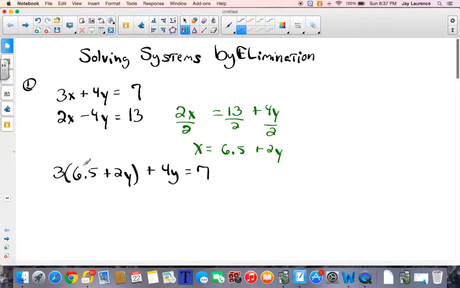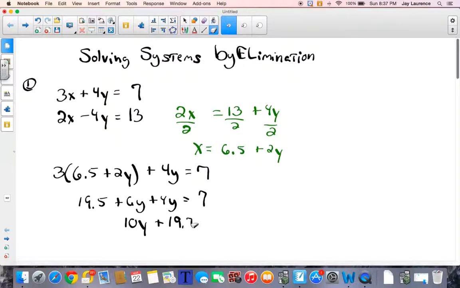So let me see. That's 18 and then 1.5. I think it's going to be 19.5. Yeah, that should be right. And then plus 6y plus 4y equals 7. So I'm going to have 10y plus 19 and a half. Sorry about that, I'm not writing a half very well there. Okay, so 19 and a half is going to equal 7.